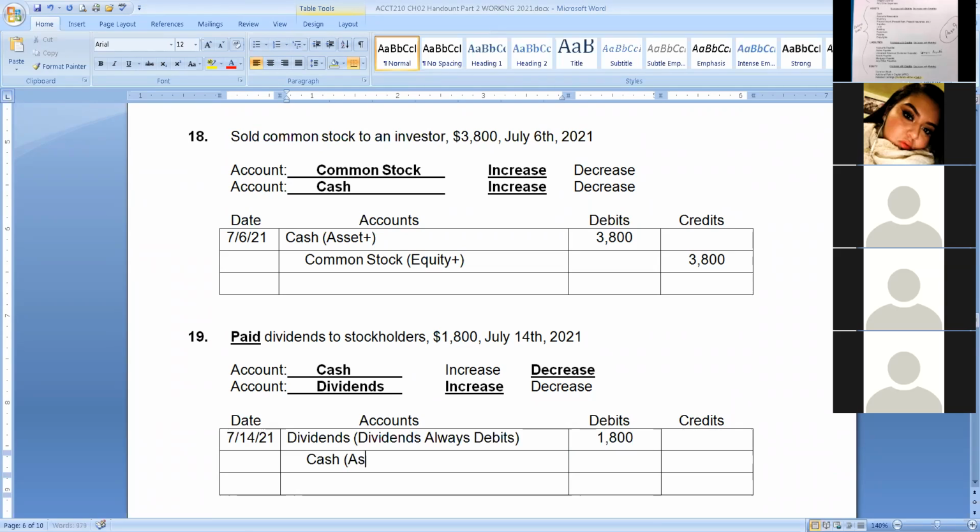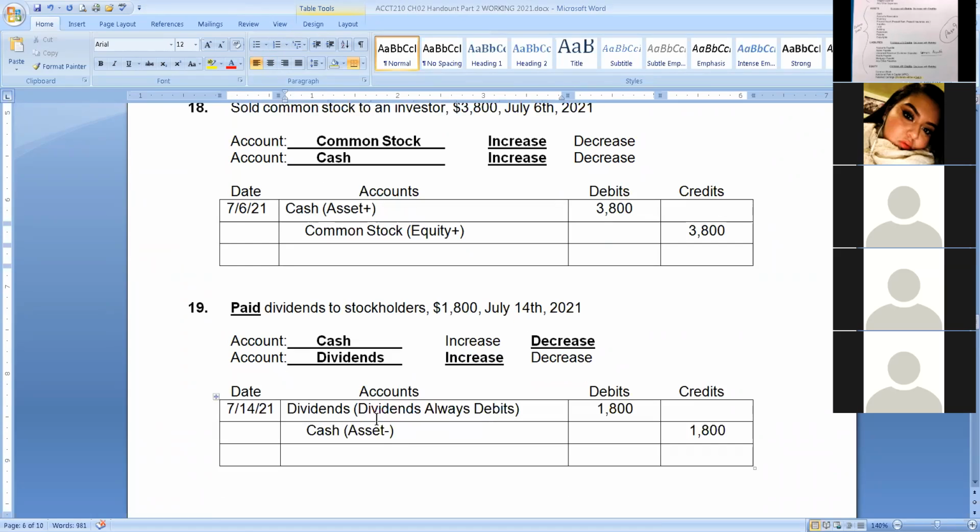So cash is an asset going down. Yeah, so dividends are always debit. So dividends and expenses are always going to be debits. Yeah, they're always going to increase. They're not going to decrease. The owners aren't going to give the dividends back. And cash will go down.